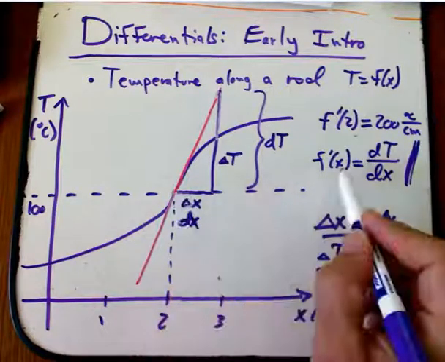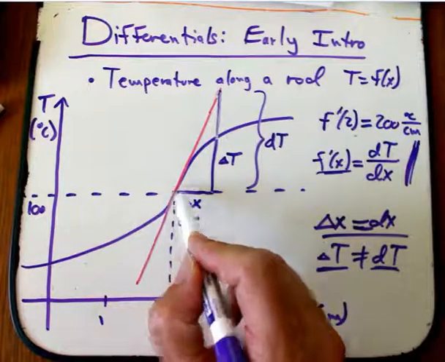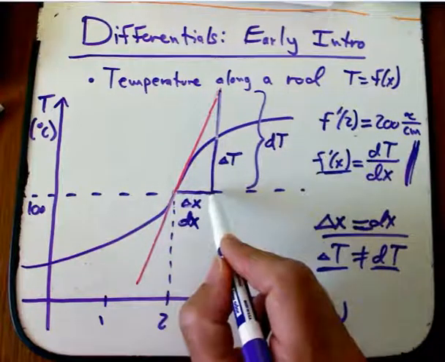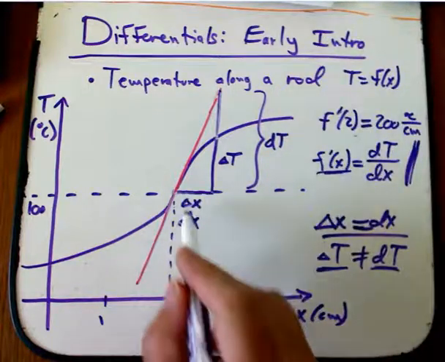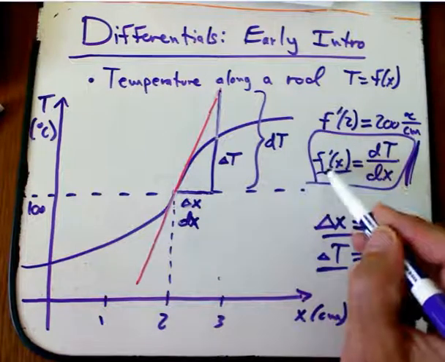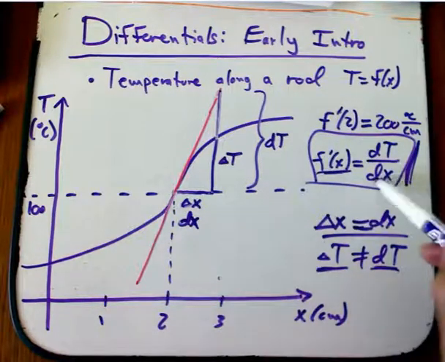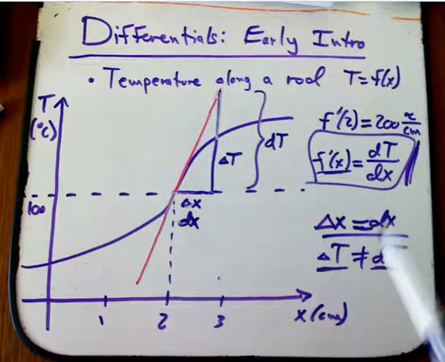Remember, f prime of x is the slope of the tangent line. The slope of the tangent line is the rise over the run of the tangent line, and the rise is by definition called dt, and the run is dx. That's exactly what this says. The slope of the tangent line is, for any choice of run value that we put in, that's going to be dx, the corresponding rise of the tangent line divided by the run that we chose.